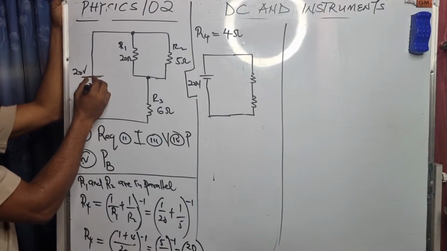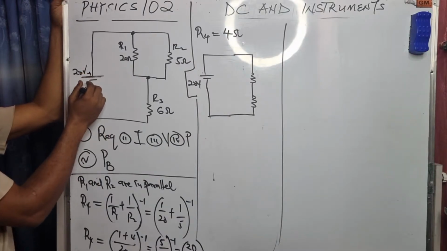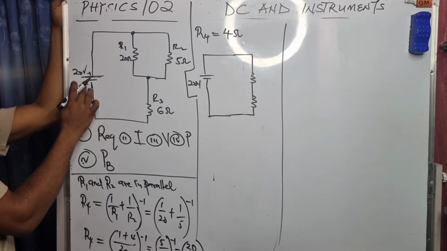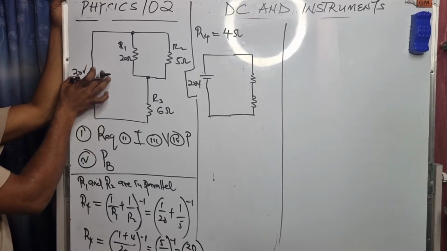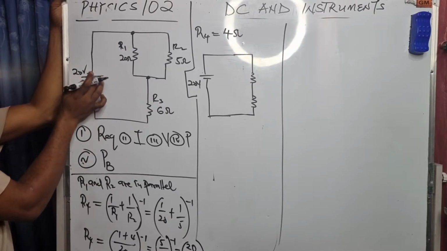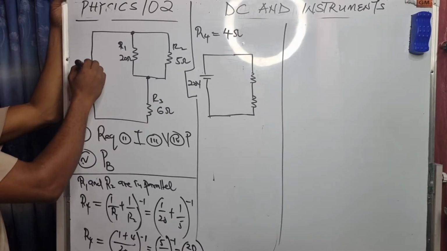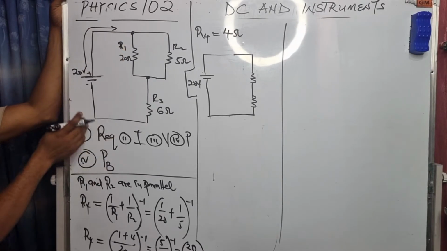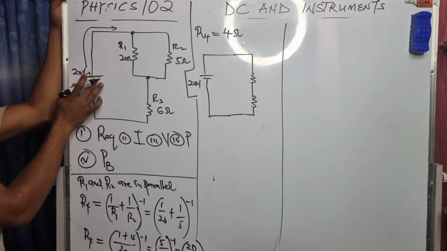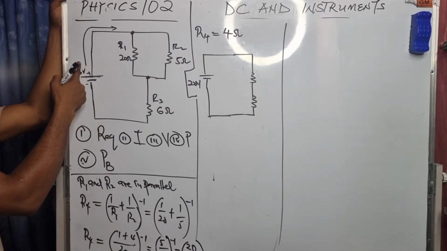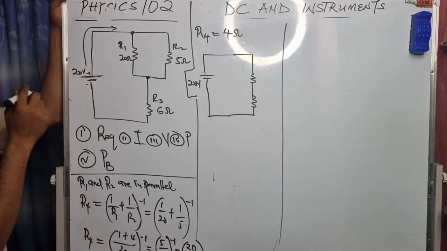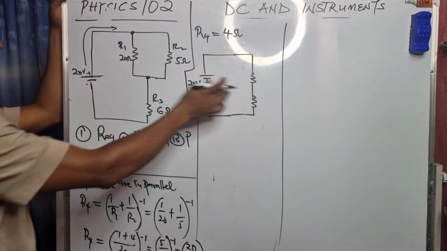This part here is positive, this is negative. The longer side is positive, the shorter part is negative. And currents tend to flow this way. Current flows from the positive terminal of the battery, not from the negative terminal. Electrons flow from the negative terminal, but current must flow from the positive terminal.